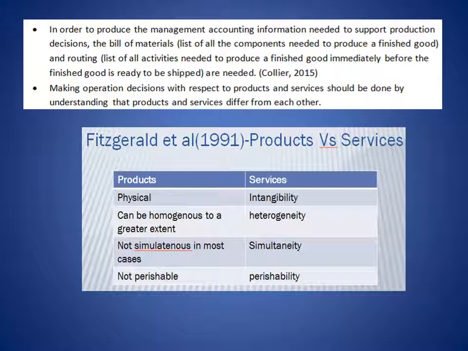1991, when it comes to differences between products and services, products are physical, services are intangible. Products can be homogeneous to a greater extent, but services are not. Whereas products, they are not simultaneous in most of the cases, but services are simultaneous in most of the cases. Whereas products are not perishable, but services are perishable.